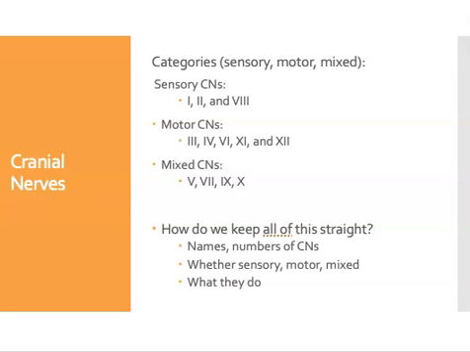So we need to have an understanding of which cranial nerves are purely sensory, which are purely motor, and which are mixed. I have them broken down at the top of the slide. Cranial nerves 1, 2, and 8 are purely sensory. Cranial nerves 3, 4, 6, and 11, as well as 12, are motor.